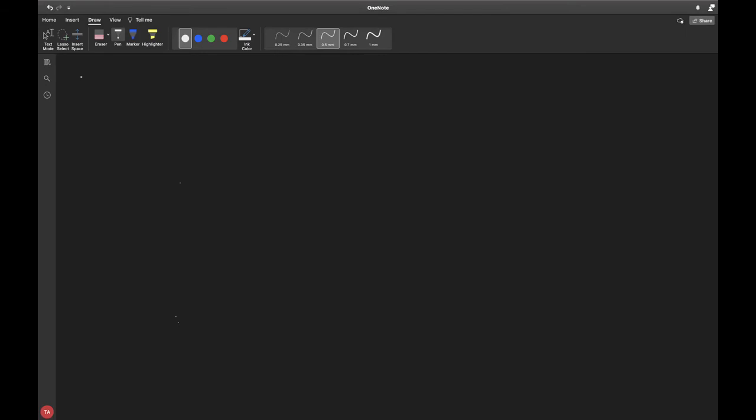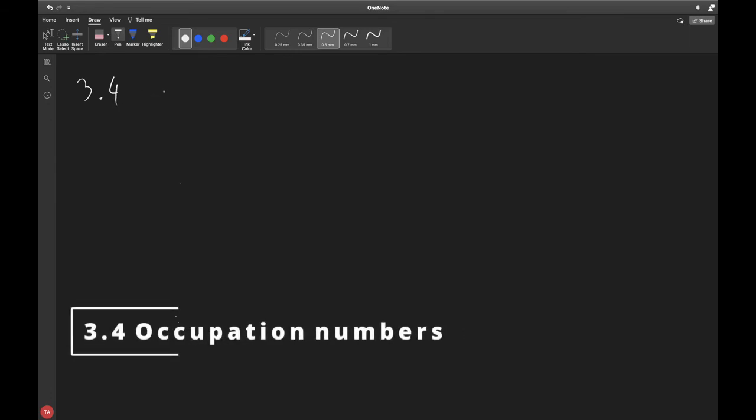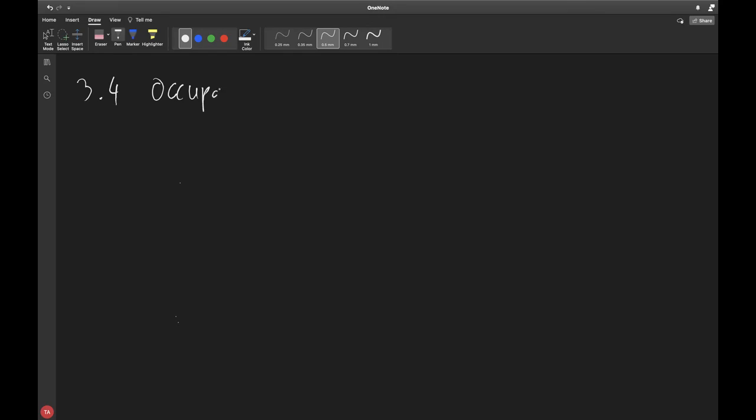The next thing to discuss is a bit of a change in the notions. So 3.4 is the so-called occupation number representation.